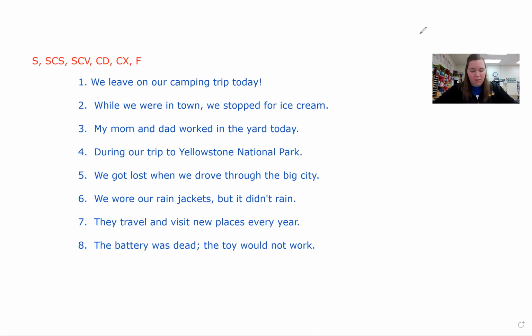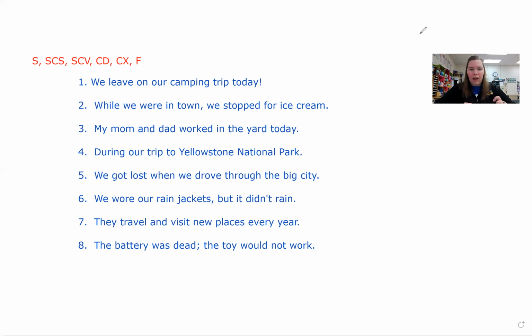CD is a compound sentence. Roy sang and Wendy danced. There were 2 separate sentences. A complex sentence is a little like a compound sentence, but it connects them. Roy sang after Wendy danced. And then a fragment just doesn't make any sense: after Wendy danced.